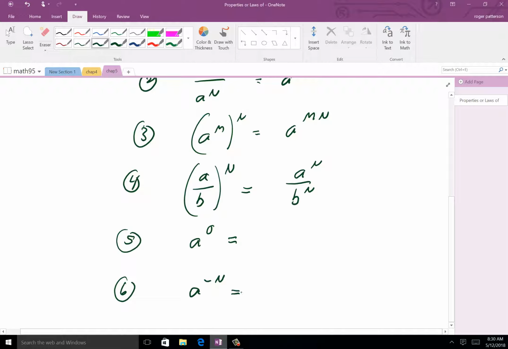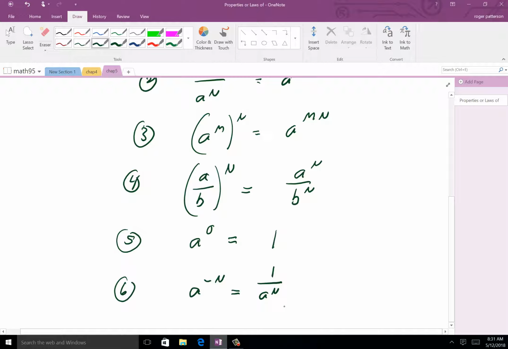So anything to the 0 power is always going to be 1. And negative exponents. See if anybody remembers this one. So a to the negative n is going to be what? Close. Almost got it. 1 over a to the n. So a negative is going to flip it. All right. So if it's a to the negative n, then this would be over 1, so it would flip. If it's 1 over a to the negative n, then it goes to the top. All right. So that's negative exponents.